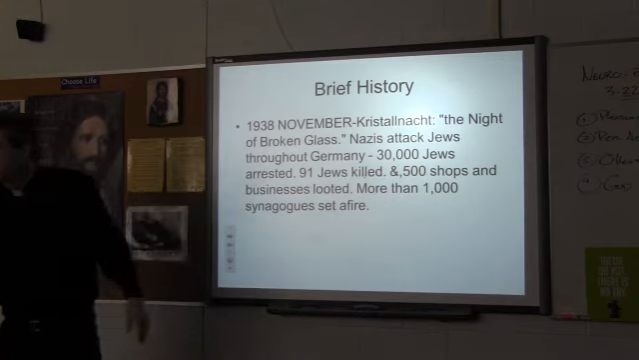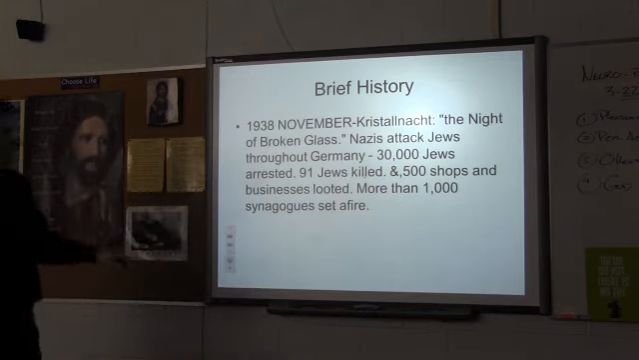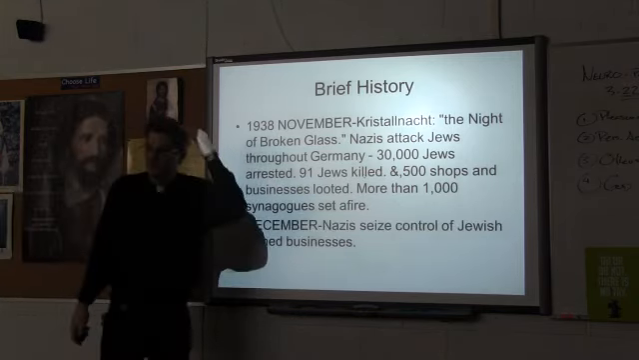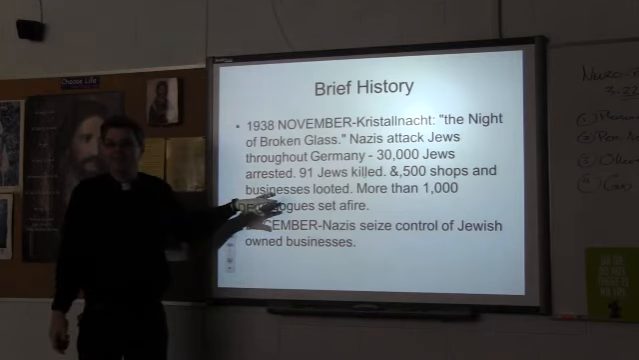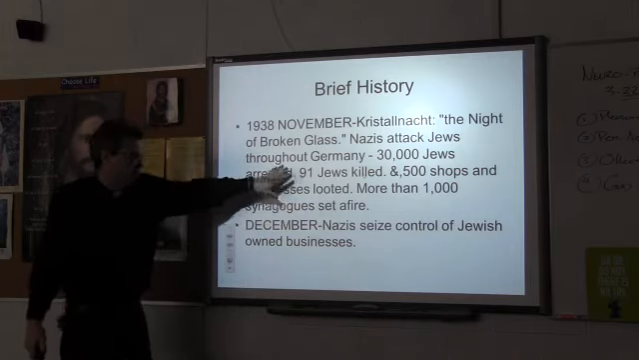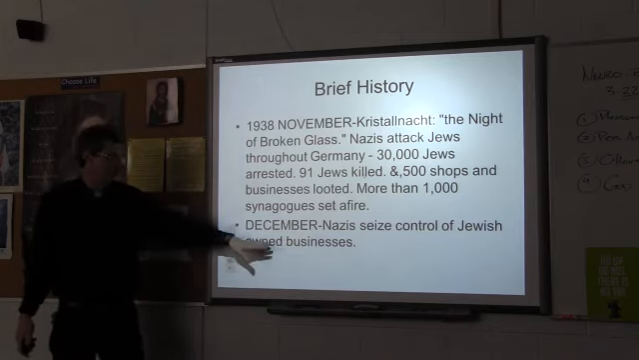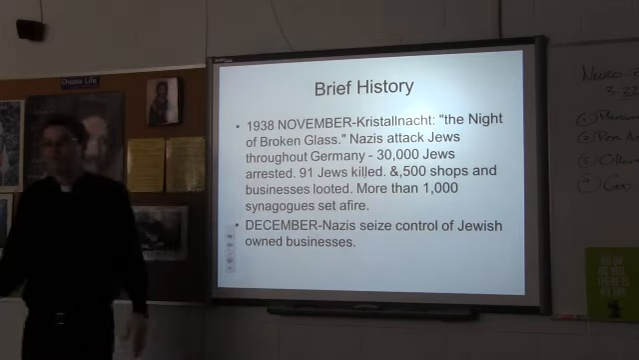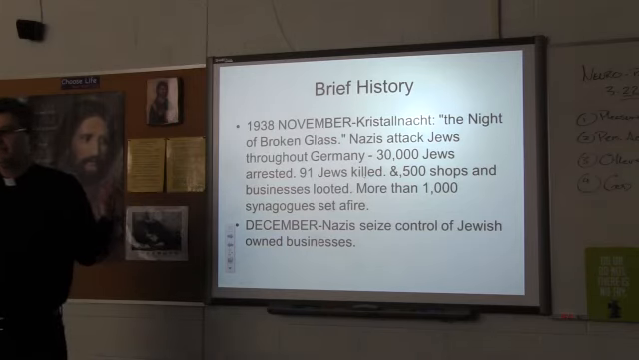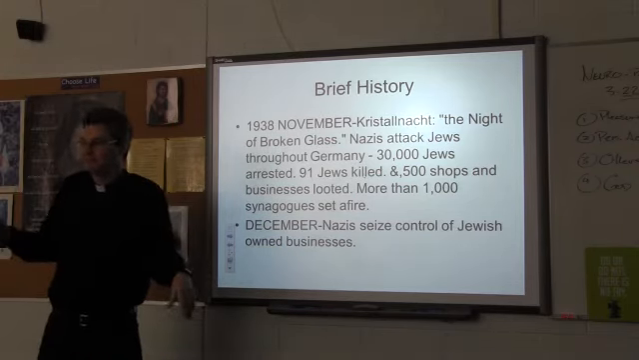Okay, so the next number, Veronica, is 47. If you're not on 47, that means you didn't answer them and they're up here. In December, the Nazis seized control of Jewish-owned businesses. So if you ran a really big factory, they just took control of it, okay?